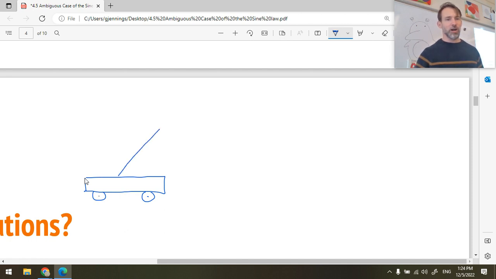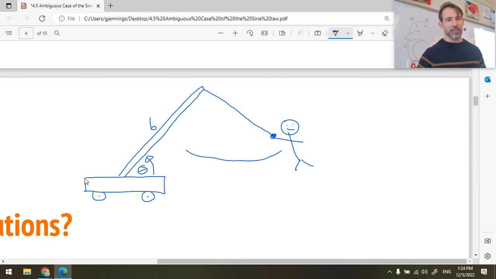And then there's an arm of the crane like that, that can lift things up at some angle theta, and it has some length b, and then there's a trapeze artist that hangs from the crane and swings like this. Notice that he or she or they would be swinging through some semicircular type of orbit around the end of that crane.